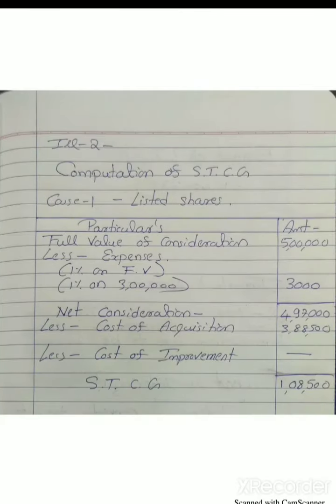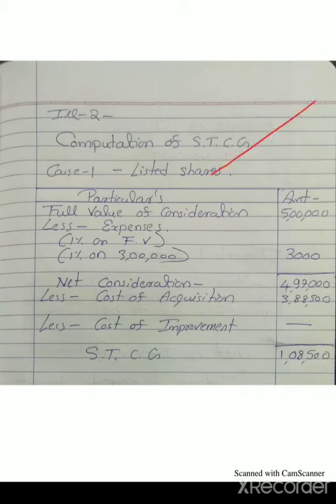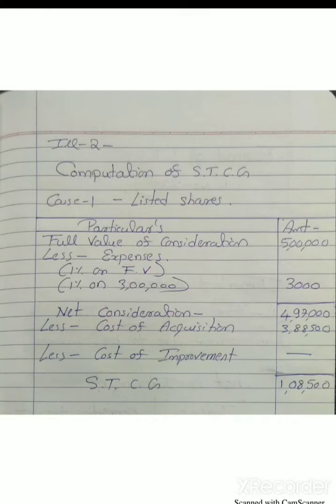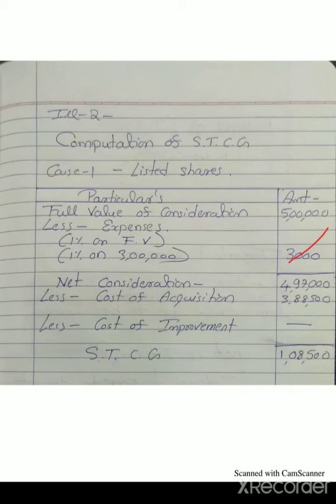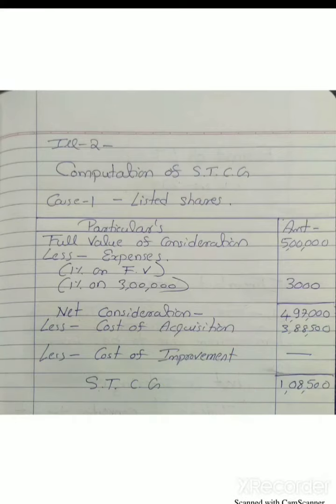In case 1, he purchased and sold listed shares only. Full value of consideration here is 5 lakh, less expenses, 1% on face value. Here the face value is rupees 3 lakh. 1% on 3 lakh means 3,000. 5 lakh minus 3,000, net consideration 4,97,000, less cost of acquisition, which means purchase cost, 3,88,500. Here there is no information regarding cost of improvement. So under this case, short-term capital gain is 1,08,500.